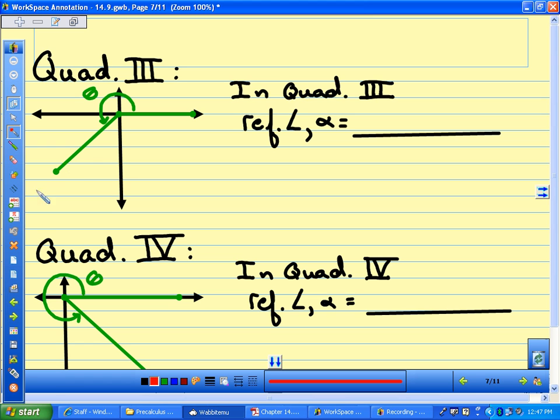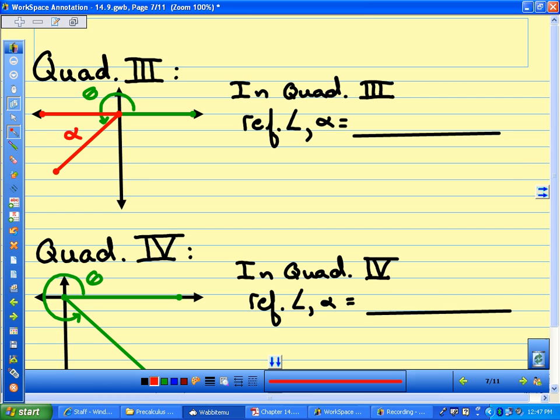Okay. Quadrant 3, again, a reference angle is based on the terminal side. So right here's my terminal side, and the x-axis. So quadrant 3, do we want to use the positive or negative x-axis? Yeah, we still have to use the negative. If we were using the positive, we wouldn't be getting a reference angle. We'd be given the same angle we've got here. Okay, so here's my reference angle alpha.